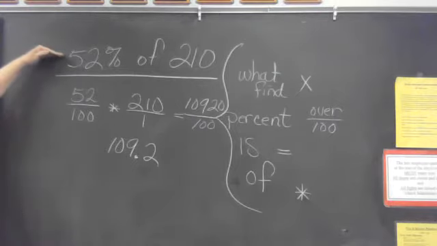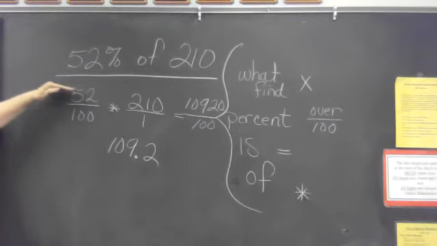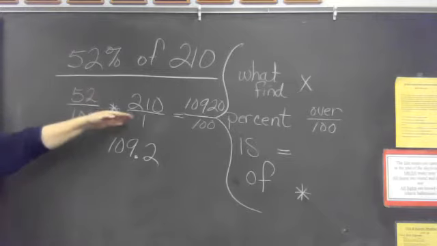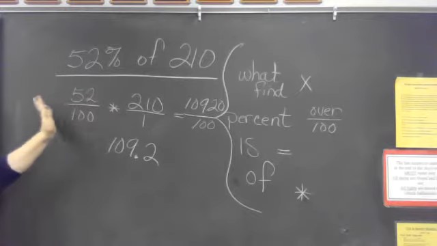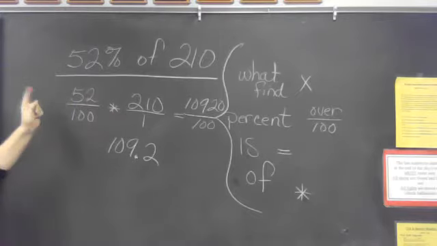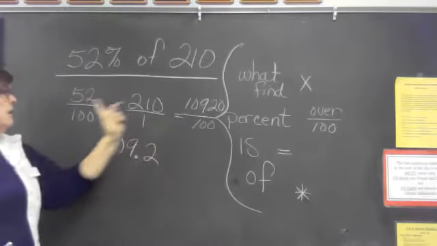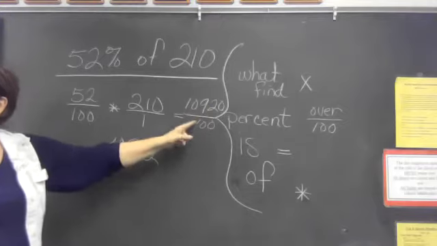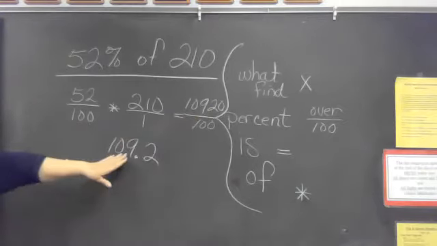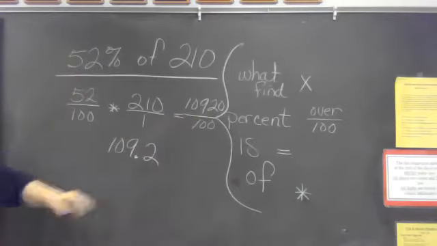So you translate, and then if you're working with fractions, then work with fractions. You know, make this a fraction. And then if you don't want to cross cancel, then just multiply across, and this line means divide. So you're going to do this on your calculator, okay? And you get 52% of 210 is 109.2.